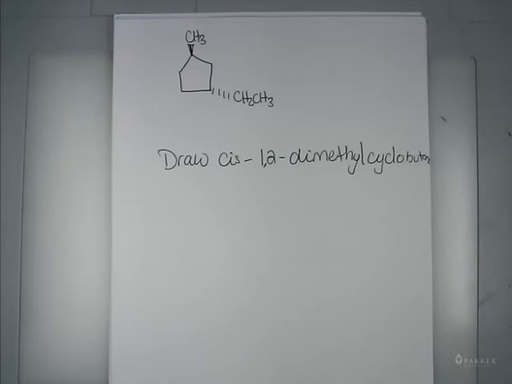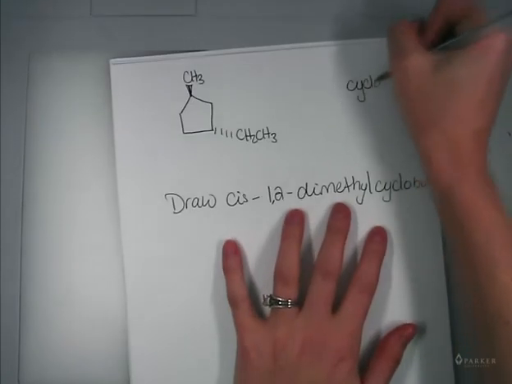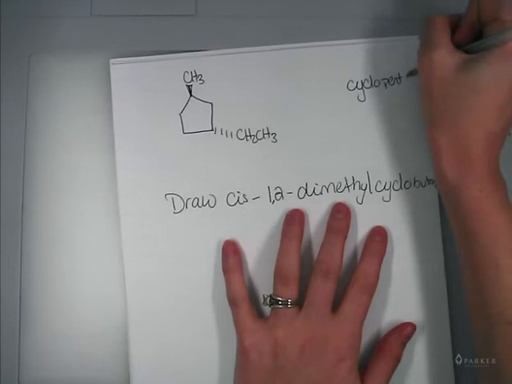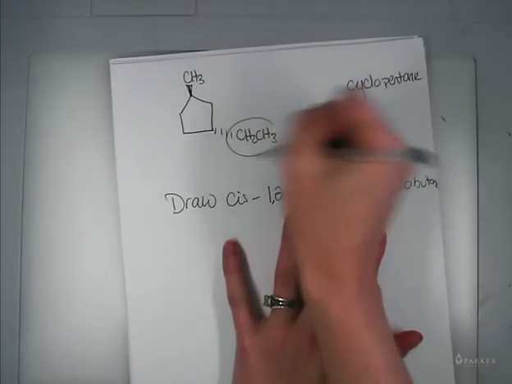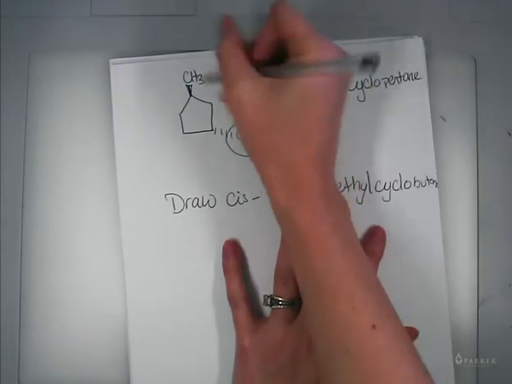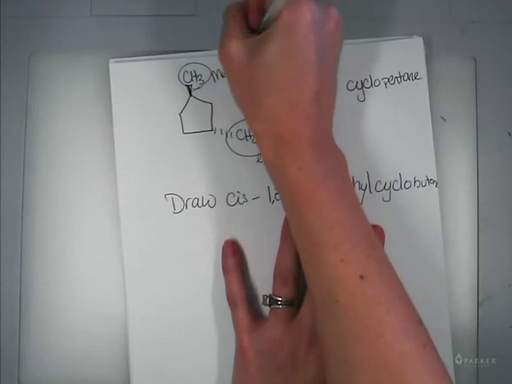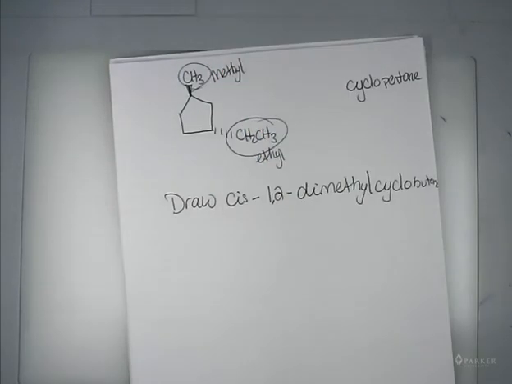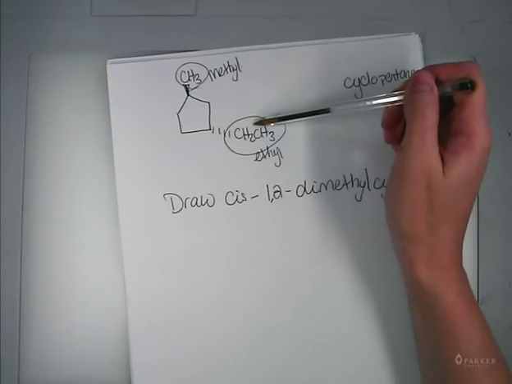What on the top one, what would be the parent name? Cyclopentane, because there are 5 carbons. What is this branch called? Ethyl. This one is methyl. So we need to decide which branch is carbon number 1. Is it going to be methyl or ethyl?